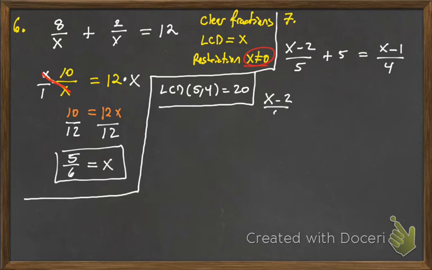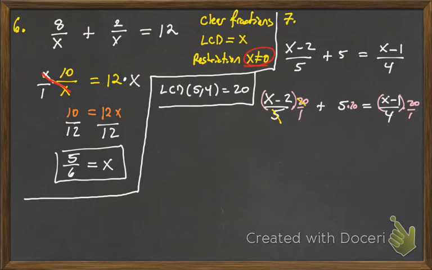So I'm just going to rewrite the problem with a little bit of space. And then I'm going to multiply everything by 20 or 20 over 1. So 20 over 1, decorate with parentheses because we're multiplying.